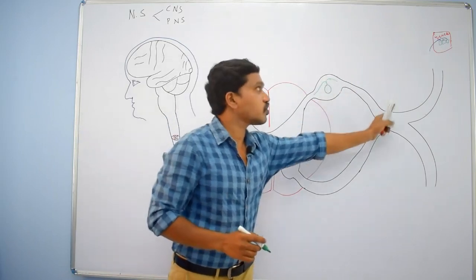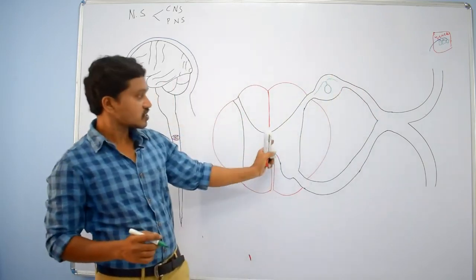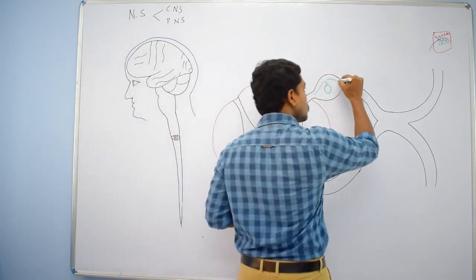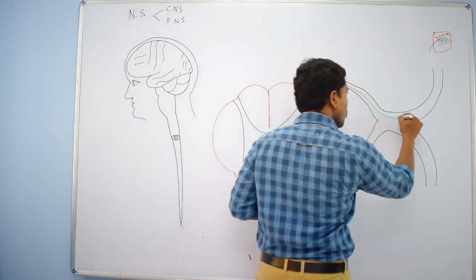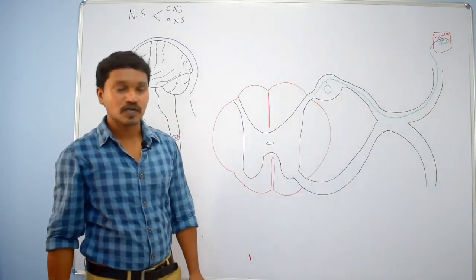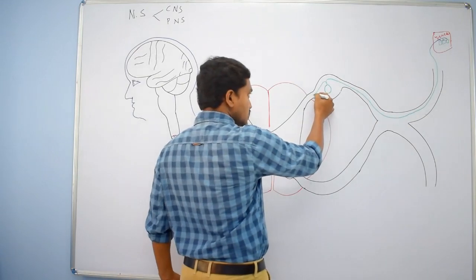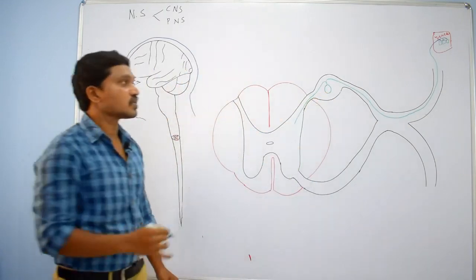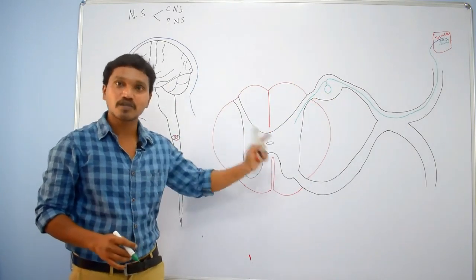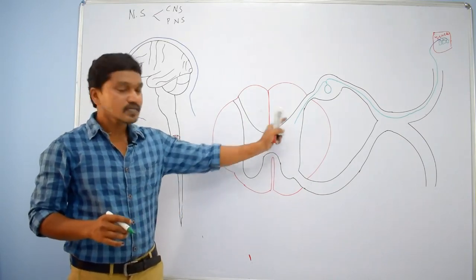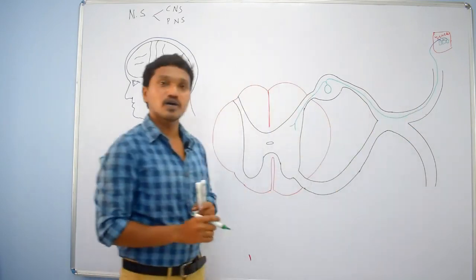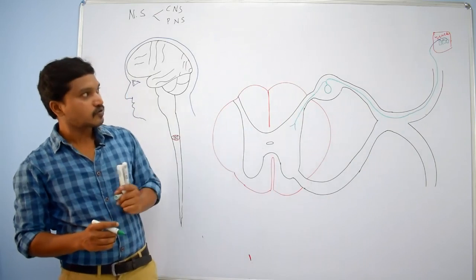One process is going towards the periphery, and another process is coming towards the central nervous system. The process which is going towards the periphery, we call the peripheral process. And the process which is passing into the central nervous system, we call the central process. This is the central process and this is the peripheral process. Right? I hope now you understood.